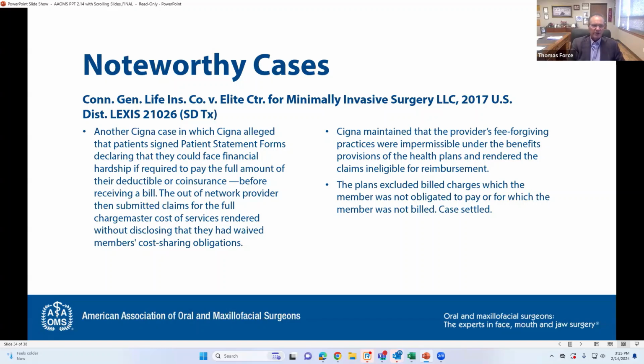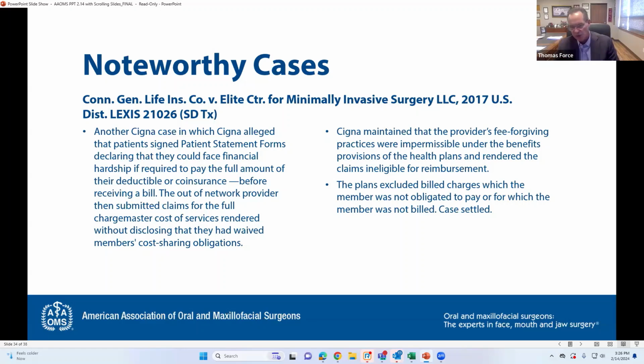Another Cigna case. Cigna alleges that patients signed patient statement forms declaring they could face financial hardship if required to pay. So in this case, all patients that came in signed financial hardship. You know yourself, it doesn't make sense that every patient would be under a financial hardship. So Cigna maintained that the provider's fee forgiveness practices were impermissible under the benefit provisions of their health plans, which required members to pay their cost share responsibility.